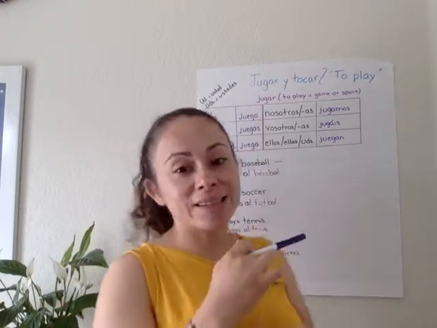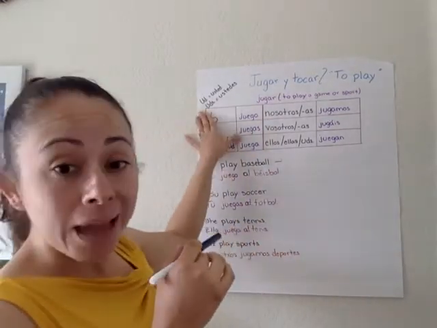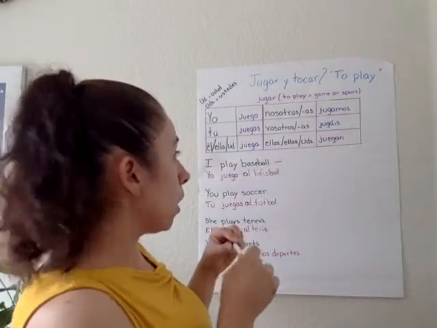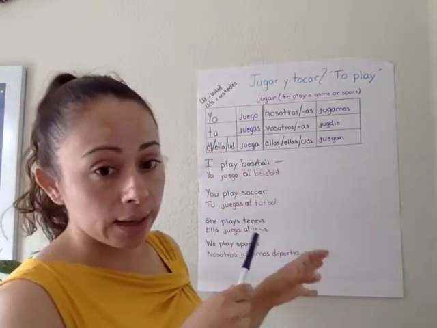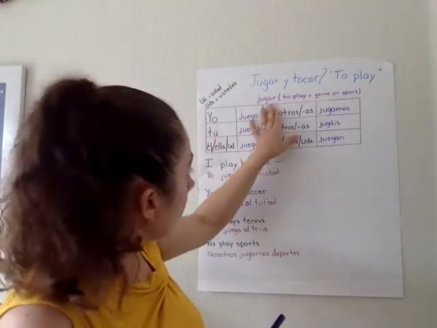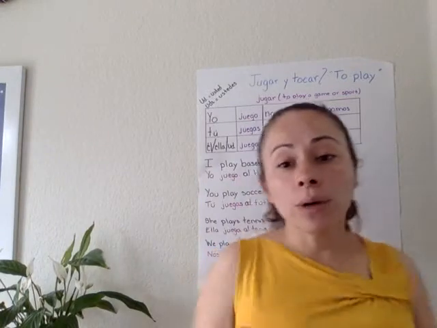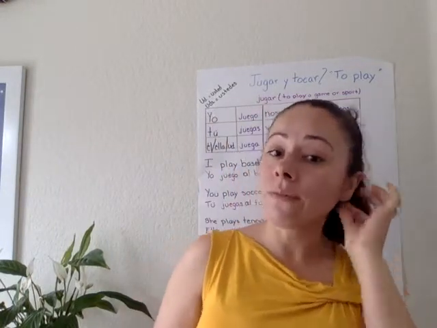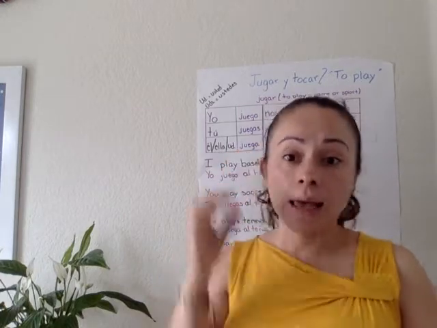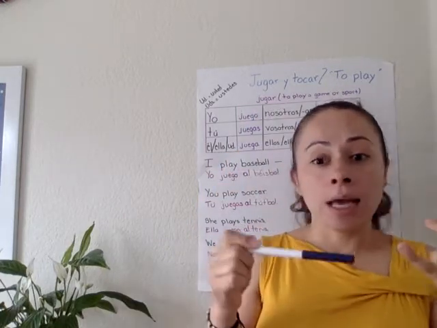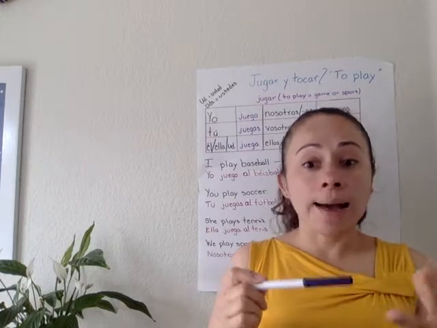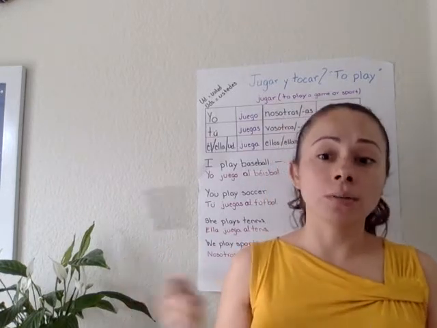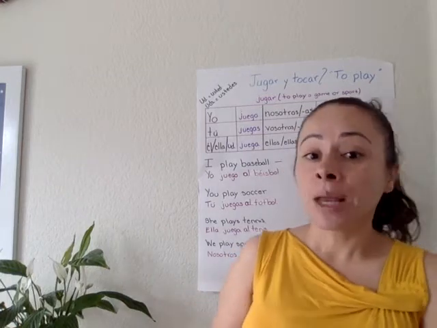Okay? Let's get started. So, I went ahead and wrote our chart to show how we conjugate the verb jugar, because jugar y tocar are irregular verbs. So they do not follow the rule patterns of your normal AR, ER, IR ending verbs. Since it's an irregular verb, it needs to be memorized, okay?